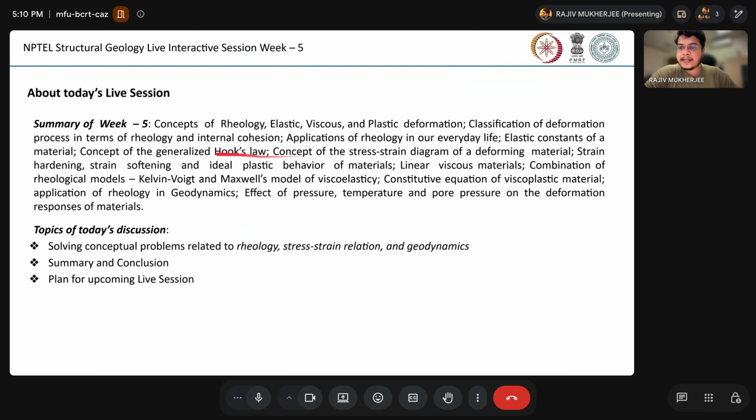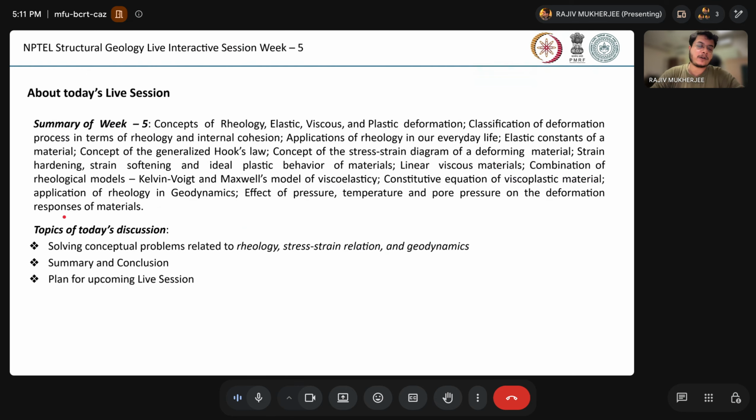And elastic constants of a material, the concept of the generalized Hooke's law, the concept of the stress-strain diagram of a deforming material, then the concept of strain hardening, strain softening, and ideal plastic behavior of materials, linear viscous materials, combination of rheological models such as Kelvin-Voigt and Maxwell's models of viscoelasticity, something that involves elastic deformation followed by viscous drag, and constitutive equations of viscoplastic material, application of rheology in geodynamics, effect of pressure, temperature, and pore pressure on the deformation responses of materials.